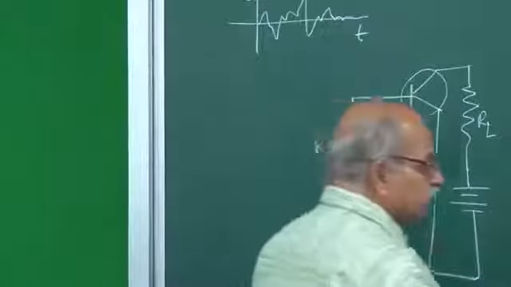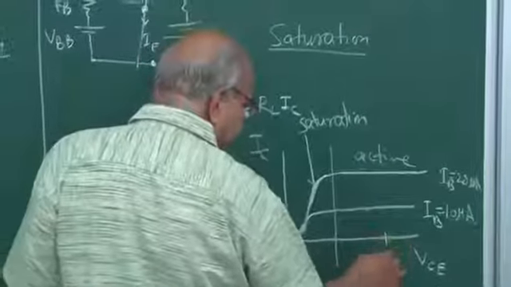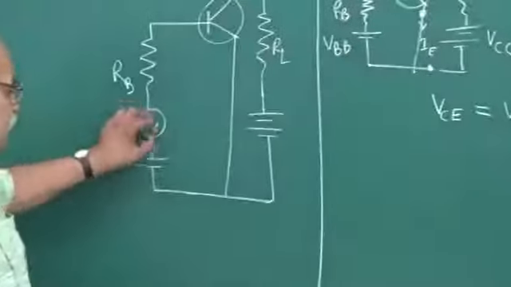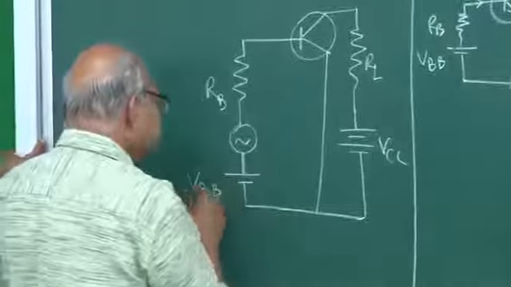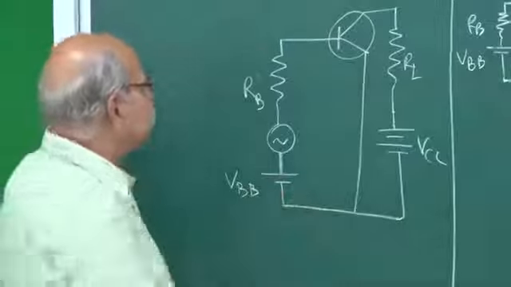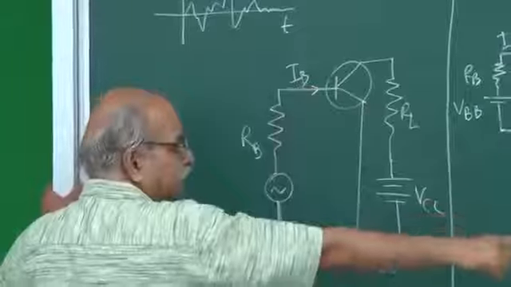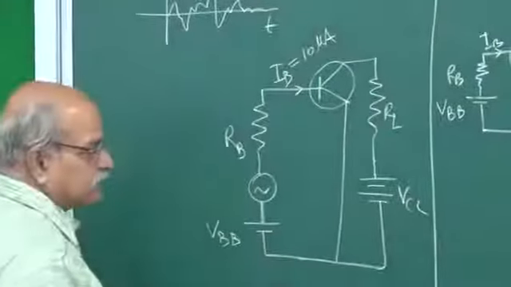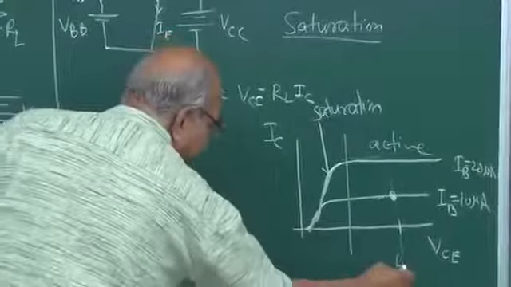In this diagram, let us say I am somewhere here when there is no signal. That means when this signal is 0, then this VCC and this VBB have such values that the base current, this is the base current, is say 10 microamperes, and this VCE is something, maybe let us say 4 volts.